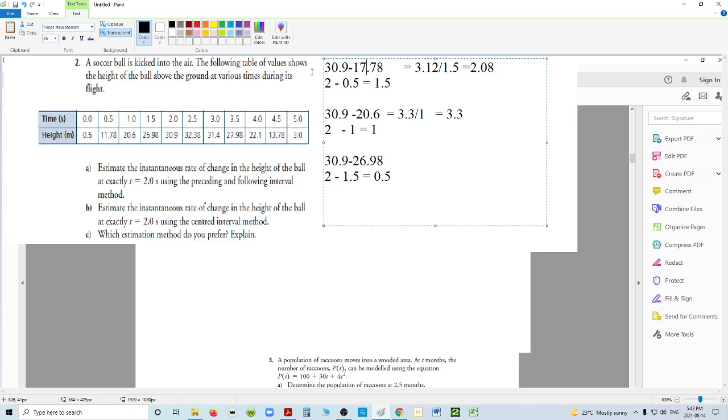Oh, I got the numbers wrong. It's 11.78, which means the difference is not 3.2. It is 19, quite significantly different. And it's not going to be 1.5.